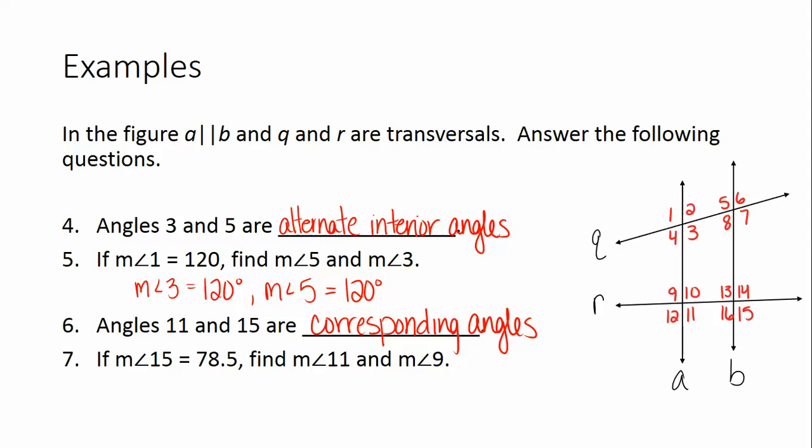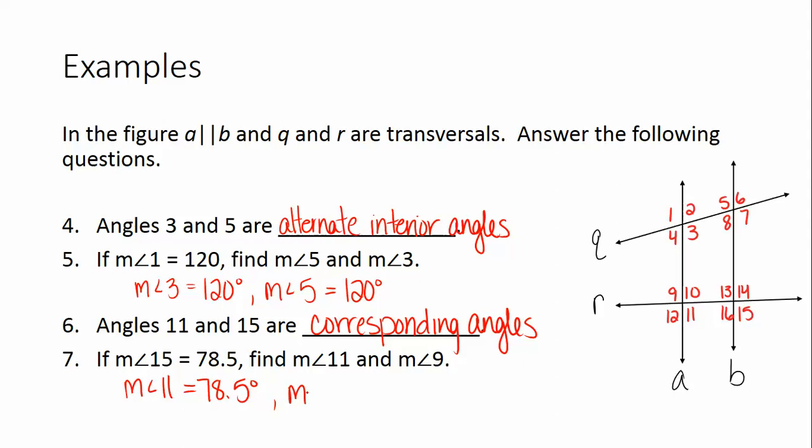And now we're given the measure of angle 15. We need to find the measure of angle 11. We just said that they're corresponding, 15 and 11, so that means they're congruent. So the measure of angle 11 is going to be 78.5 degrees.